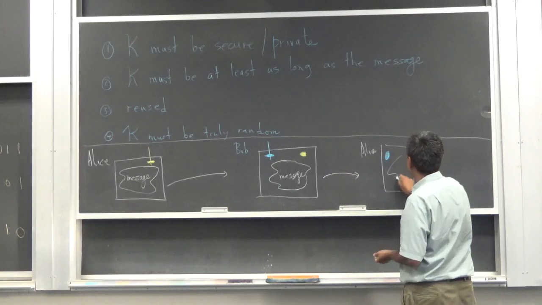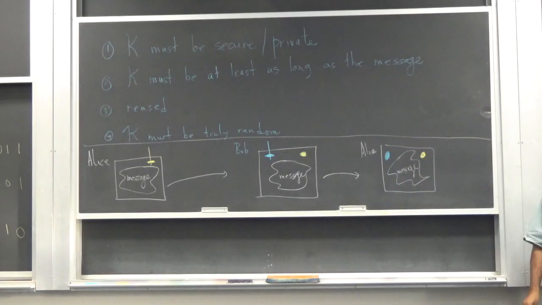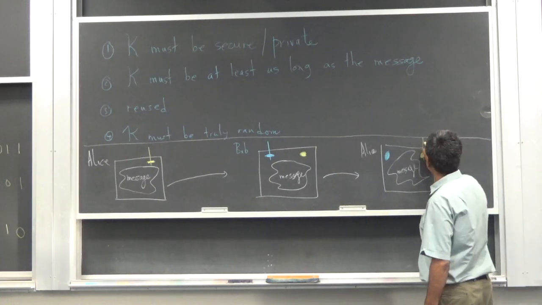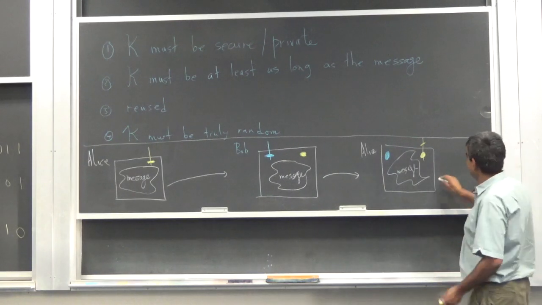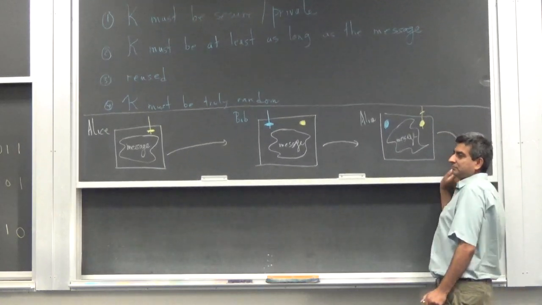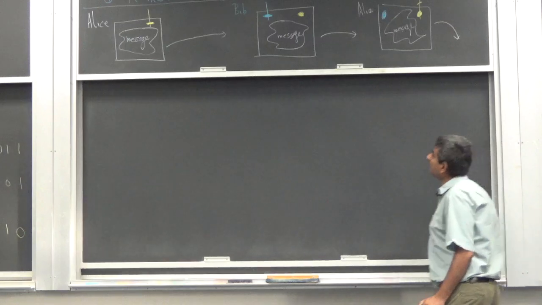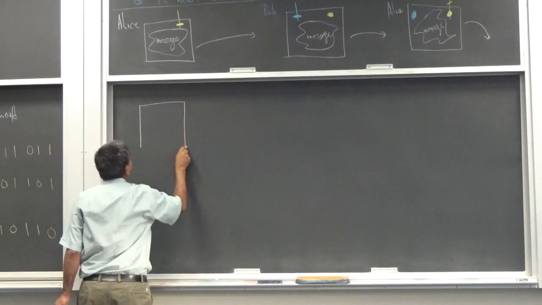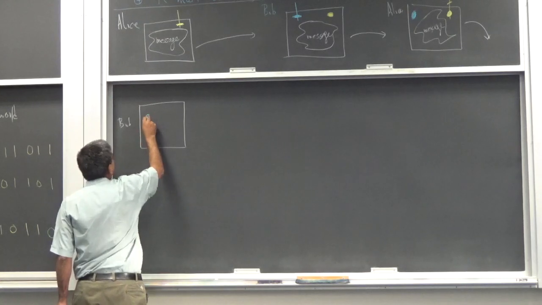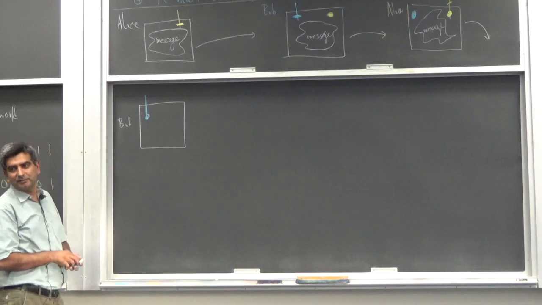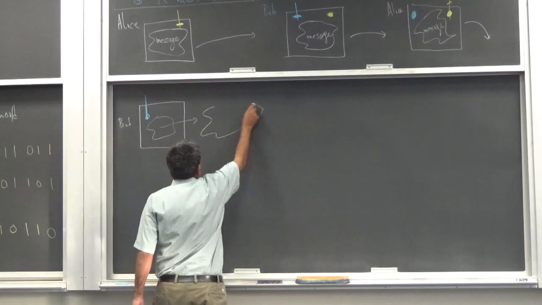And Alice cannot open Bob's lock. But she can unlock her own lock because she does possess the key. So she then sends the box back to Bob. When this box comes back to Bob, it doesn't have Alice's lock anymore. It just has Bob's lock, but Bob does possess the key to unlock it. So he unlocks this, opens up the message and reads it.